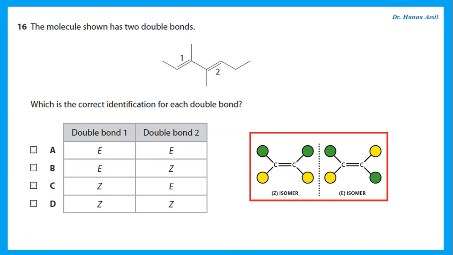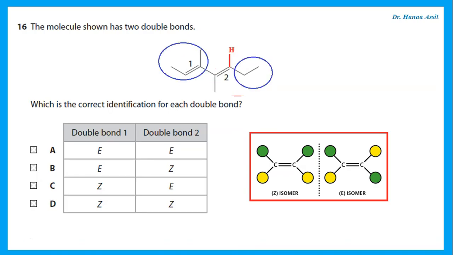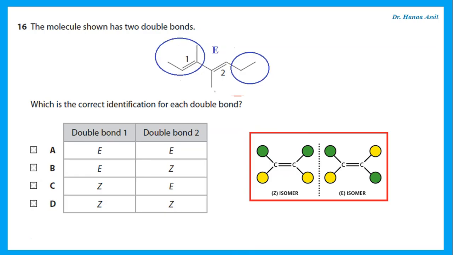Now that double bond number 1, it has the substituents with the higher MR on opposite sides of the double bond, so that's an E. Now, what about double bond number 2? Well, again, the substituents with the higher MR are on opposite sides of the double bond, so that again is an E.